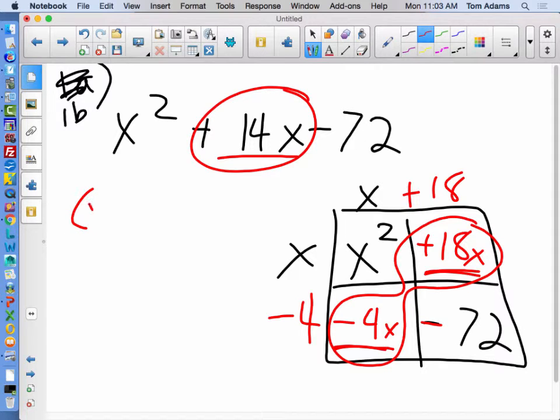But now what does this mean? It means that x plus 18 times the quantity x minus 4 is the factorization of this whole thing.